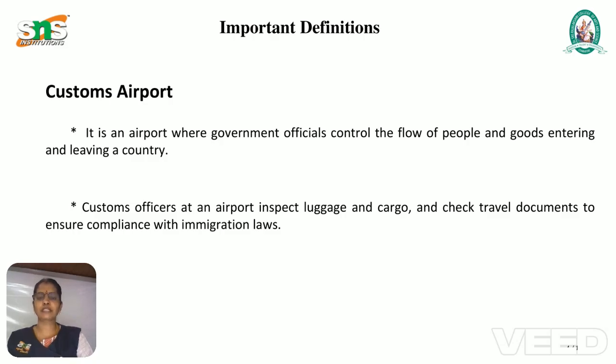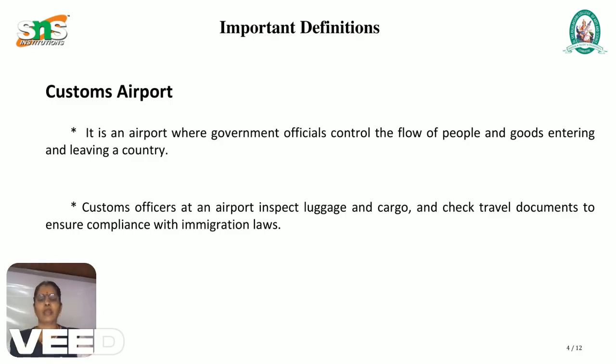Next, we move to customs airport. Under this concept, it is an airport, a place where government officials control the flow of people and goods entering and leaving the country. Customs officers at an airport inspect the luggage and cargo and check the travel documents to ensure compliance with immigration laws. So this is called a customs airport.